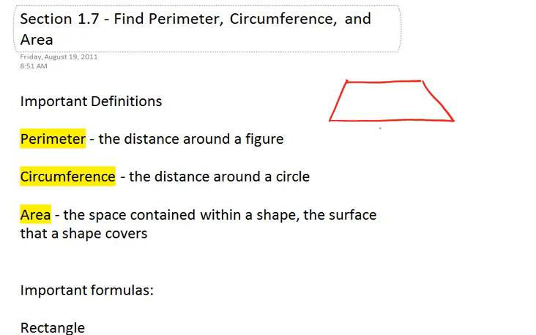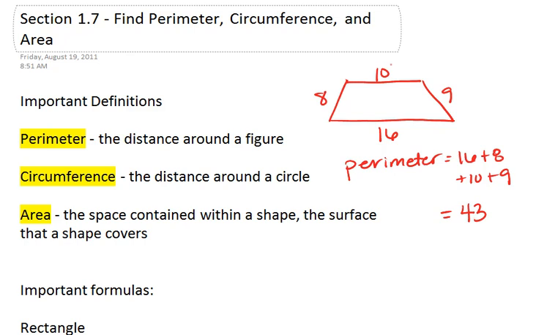So if our base was 16, we'll say this is 10, 8, and 9. Then the perimeter is 16 plus 8 plus 10 plus 9, which is going to equal 43 units. So if we were in centimeters, our perimeter would be 43 centimeters.